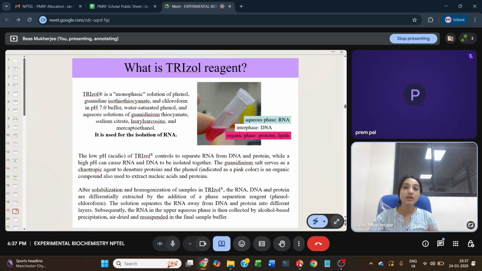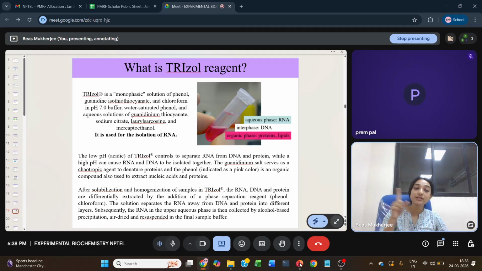Water saturated phenol and aqueous solutions of GITC, sodium citrate, lauryl sarcosine and DME. It is used for the isolation of RNA. It results in the formation of 3 phases. The aqueous phase contains RNA, the interphase contains DNA and the organic phase contains proteins and lipids. Now the low acidic pH of TRIzol controls separation of RNA and DNA from protein, while a high pH can cause RNA and DNA to be isolated together.